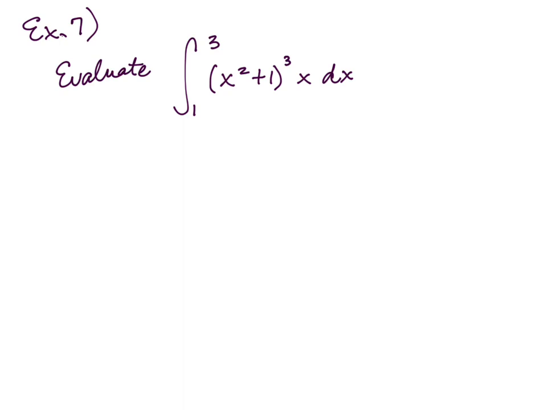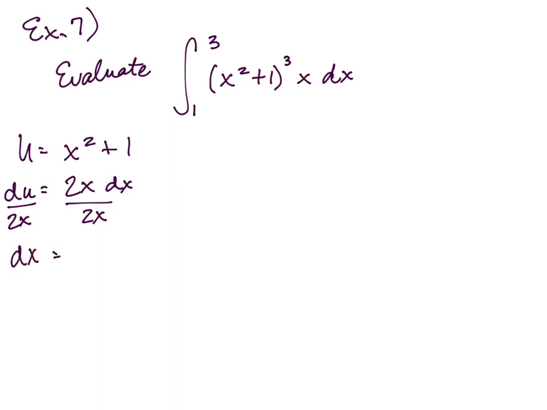Okay, so watch this move. We're going to let u be x squared plus 1. So du is going to be 2x dx. dx ends up being du over 2x. Our x's are going to cancel.